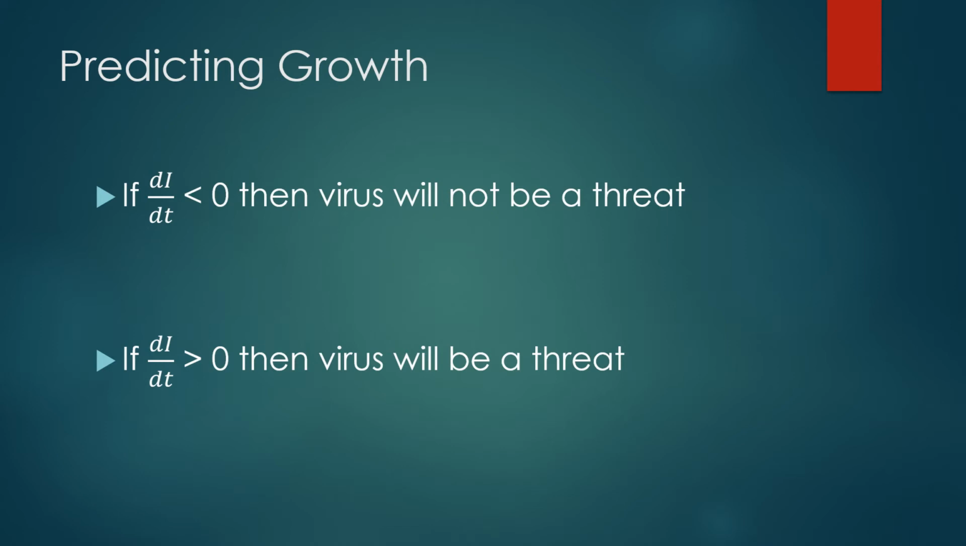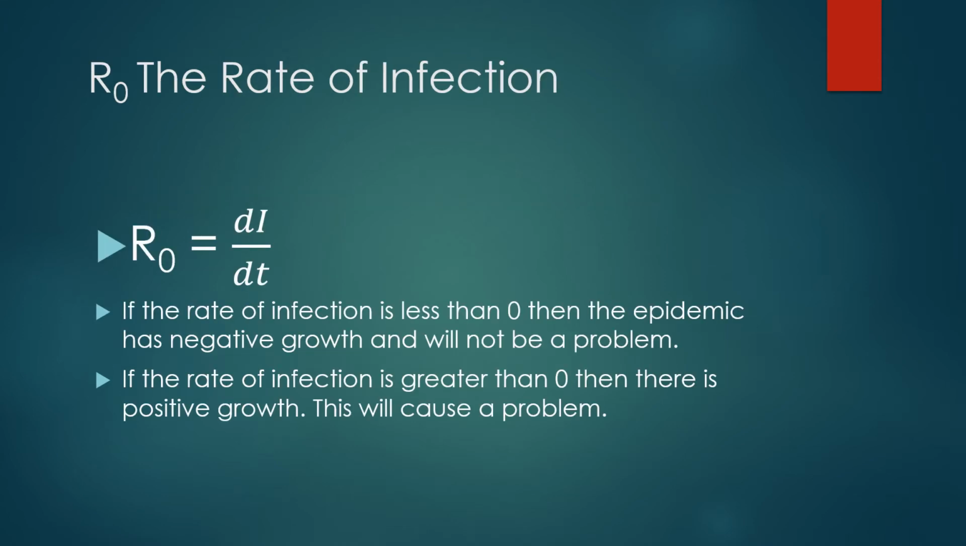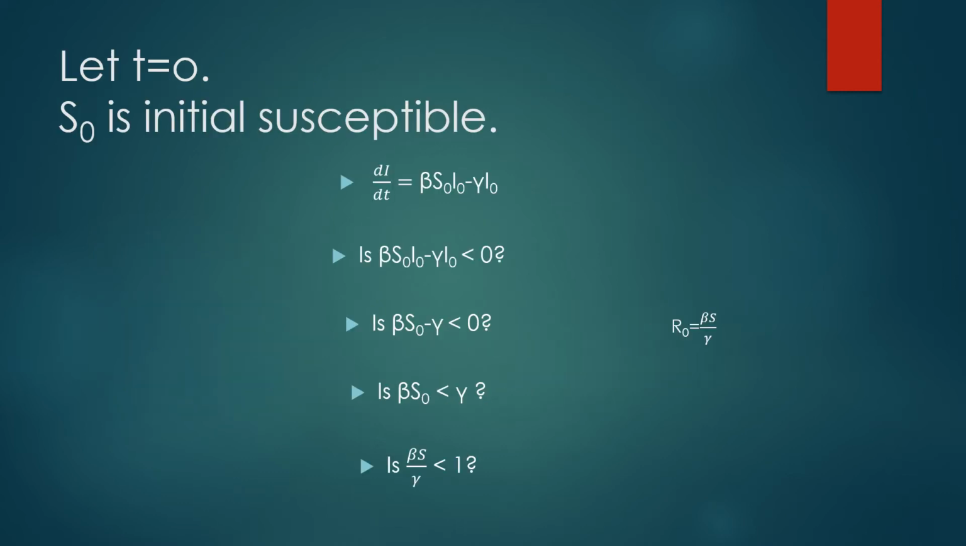If the value is greater than 0, so dI by dt is greater than 0, then we know that the epidemic is growing, and it's growing over time. So this would cause the epidemic to grow rapidly, so this is not a good thing.